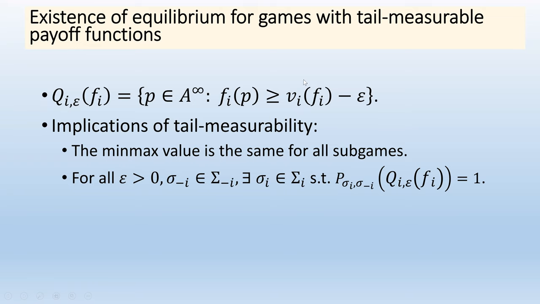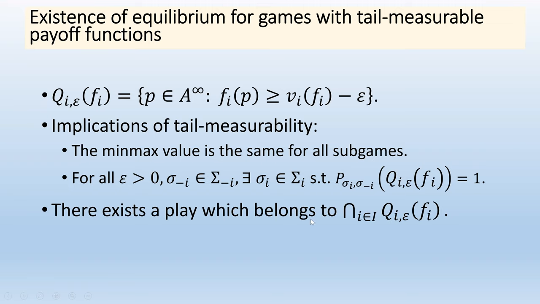The min-max of that set, if we consider it to be the winning set, is either one or zero. But because this is the min-max minus epsilon, the player can guarantee this payoff, so it has to be one. So the min-max of this set is one, and then we can employ similar reasoning to what we had before to show that there is a play that is in the intersection of all these Q_i epsilons for every epsilon. So this is basically repeating the same technique.